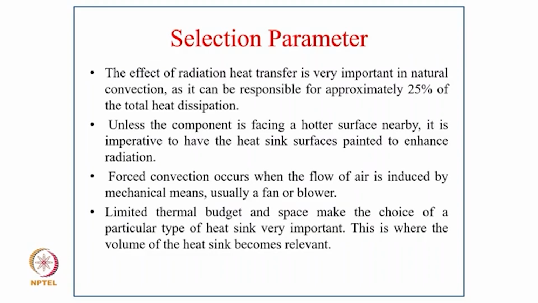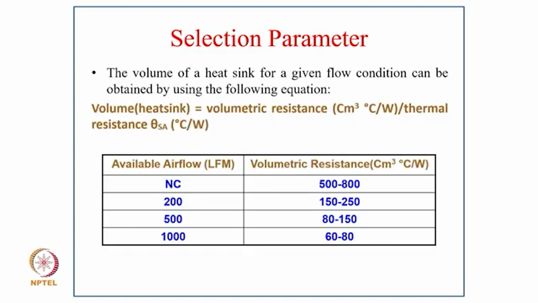Forced convection occurs when the flow of air is induced by mechanical means, usually a fan or blower. A limited thermal budget or space makes the choice of a particular type of heat sink very important, and this is where the volume of the heat sink becomes relevant. The volume of the heat sink for a given flow condition can be obtained by using the following equation: volume of the heat sink equals volumetric resistance in cm³·°C/W divided by thermal resistance theta in °C/W.